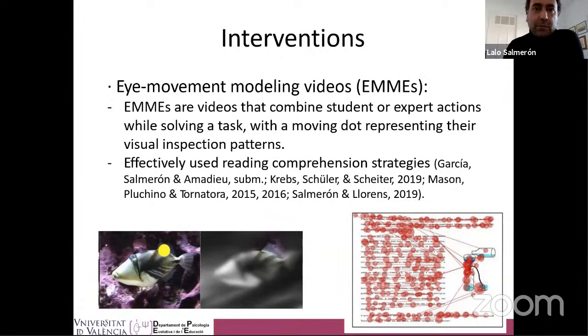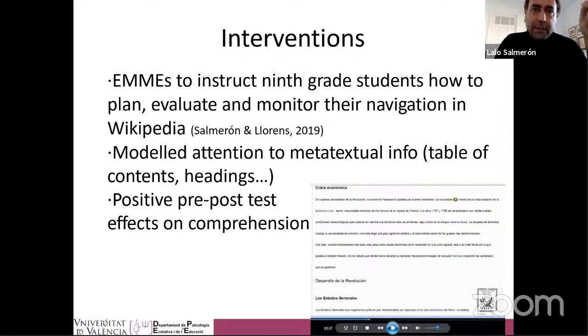For example, Scheiter and colleagues have used it to model the strategy of integrating information from text and pictures. In the example at the bottom, they provide this kind of video to high school students, and we know that the strategy of moving from the text to the picture is more beneficial for learning than just reading the text and then looking at the picture as an isolated entity. So there is large potential with this. We have used it in the context of digital reading to teach navigation strategies to high school students, particularly ninth graders, who in Spain are 14, 15 years old.